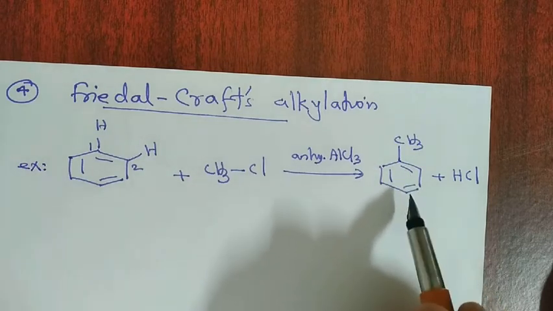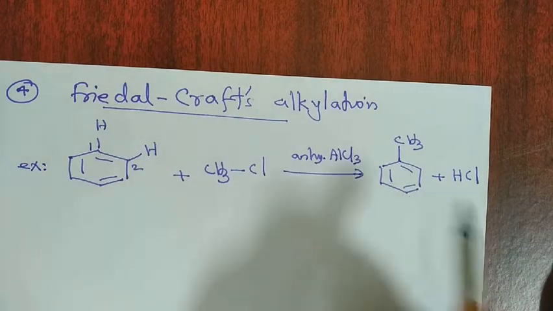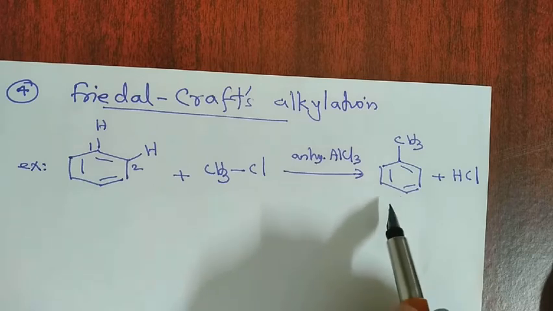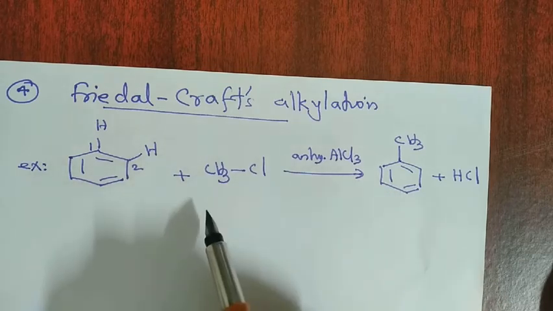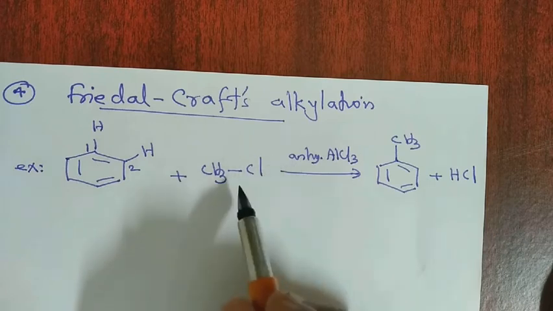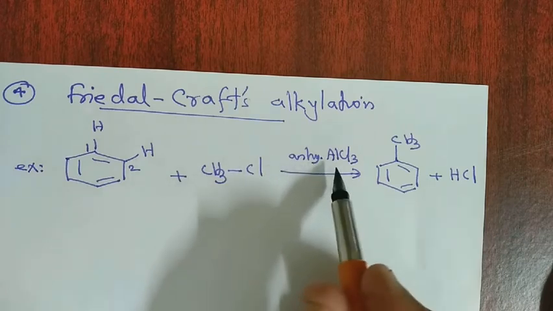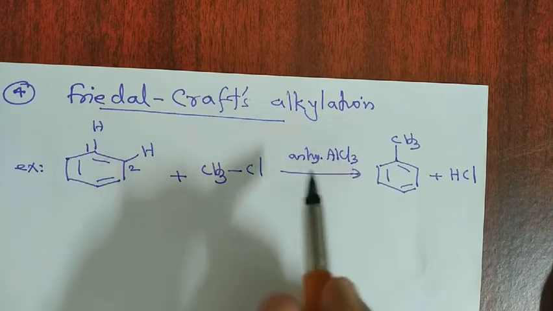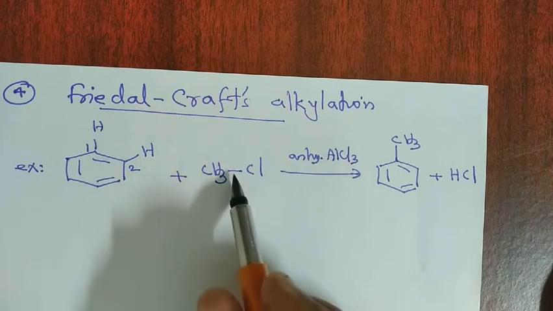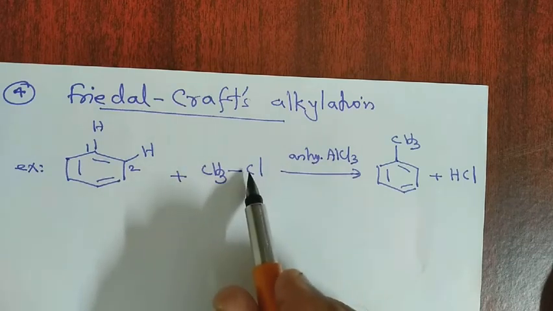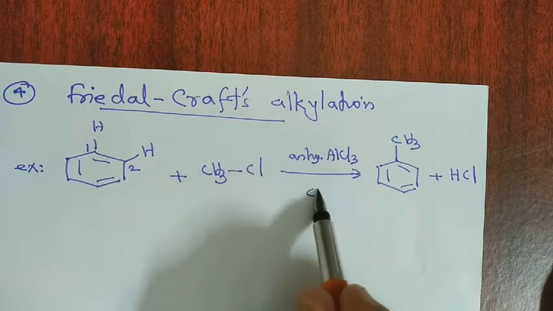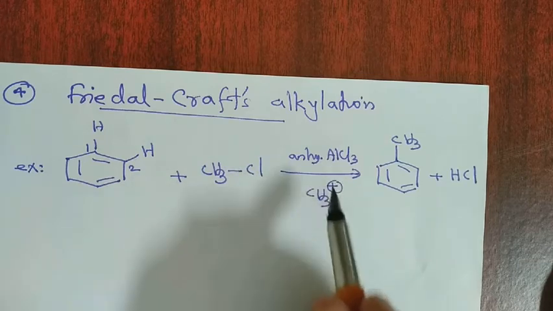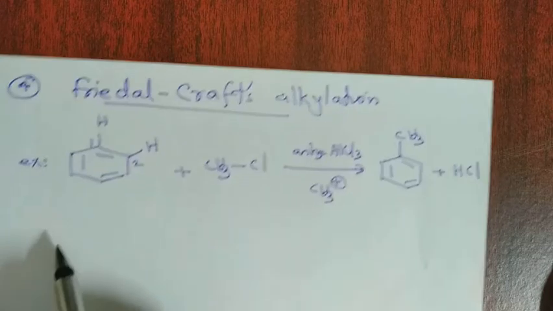This type of compounds are called alkyl benzenes or higher homologues of benzene. This reaction is carried out in presence of a Lewis acid catalyst like anhydrous aluminium chloride. It promotes the dissociation of methyl chloride into methyl carbocation. Methyl carbocation is the electrophile in this reaction.